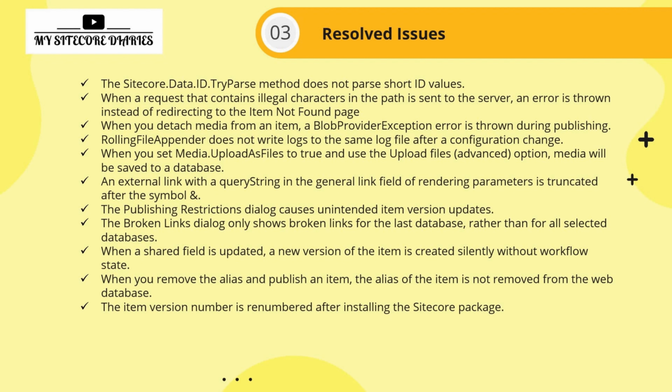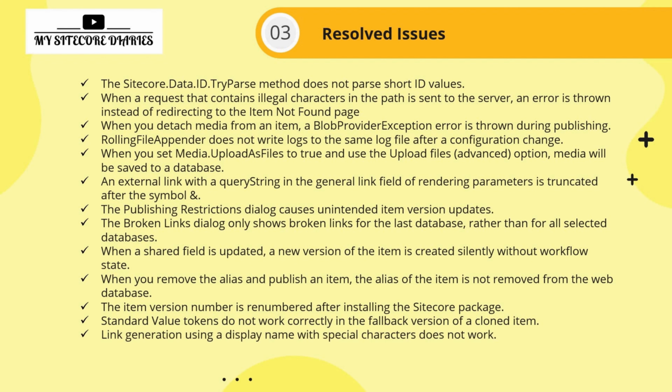The item version number is renumbered after installing the Sitecore package. Standard value tokens do not work correctly in the fallback version of a cloned item. So these are all the problems they are fixing. Link generation using a display name with special characters does not work. If you have a special character in the display name, it doesn't work.